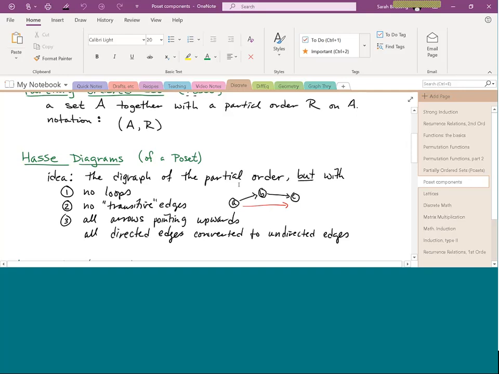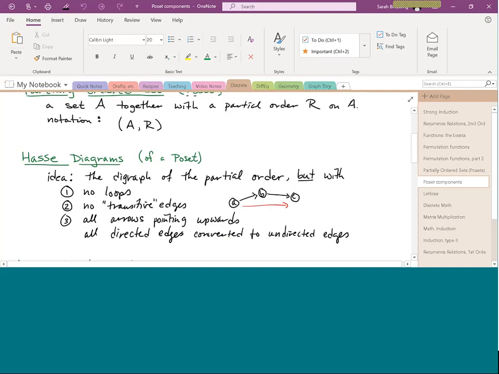So right now in this little picture, this little diagram, they're pointed sideways. That's not okay. You'd have to reorient and make B and C go above A. And all of your directed edges, all of those arrows get converted into undirected edges. In other words, the arrows get converted into just line segments.